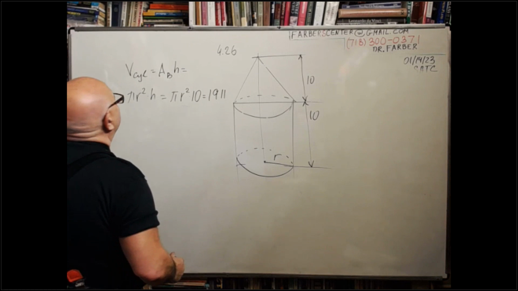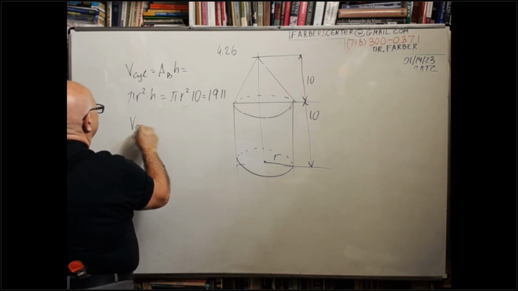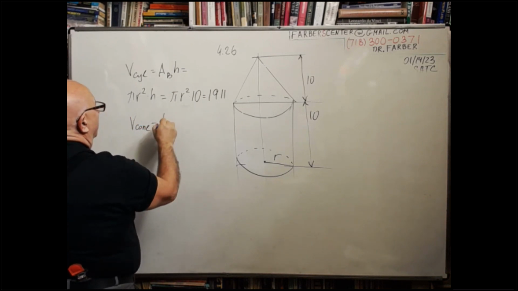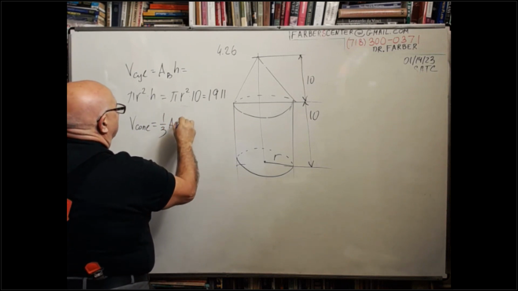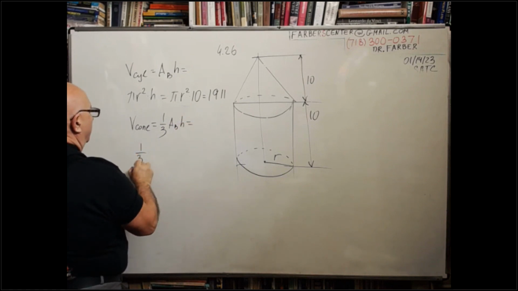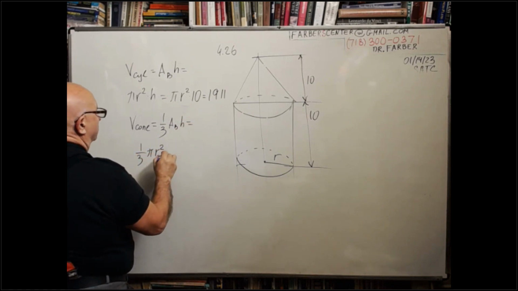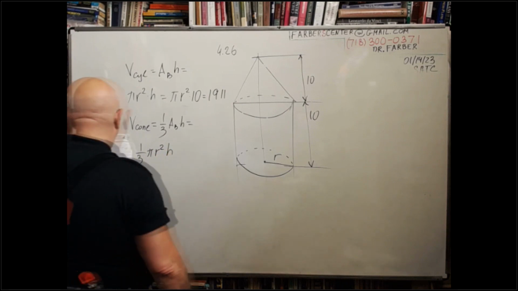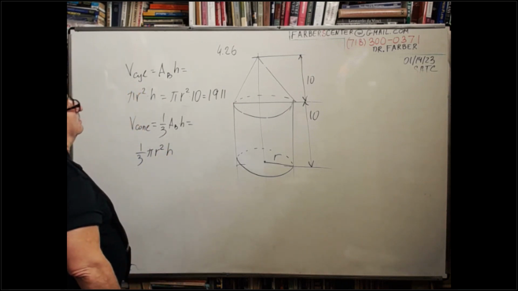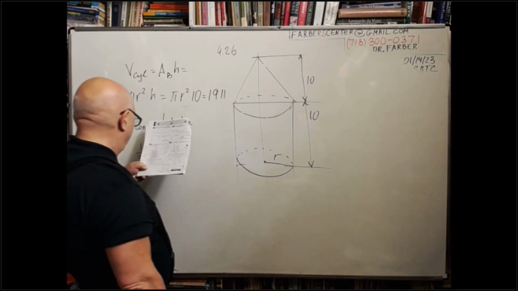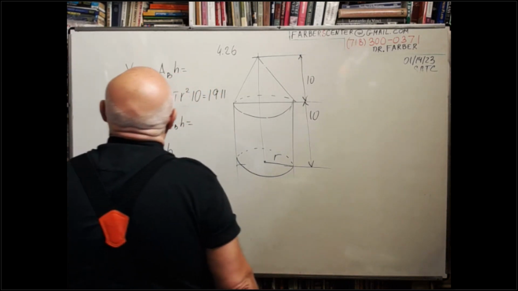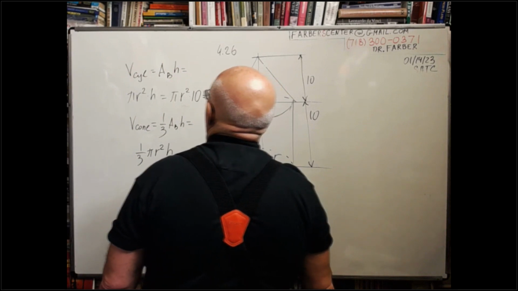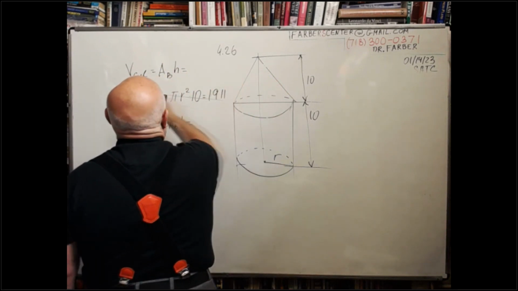From another side, volume of cone equals 1/3 area of base times height, or 1/3 pi r squared times height. Actually, you don't need to do this. You can do it mentally. Why? Because what do they ask you to find? Volume of the silo. You can use this one, but this is longer. We don't need this, it's an extra step.